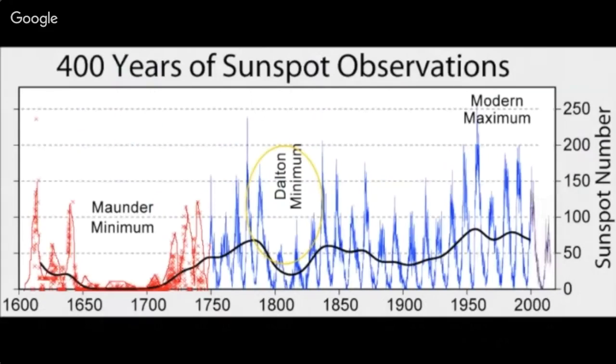The next graph shows solar cycles over the last 400 years. The current solar cycle is expected to either be a repeat of the Dalton minimum period or the Little Ice Age period.